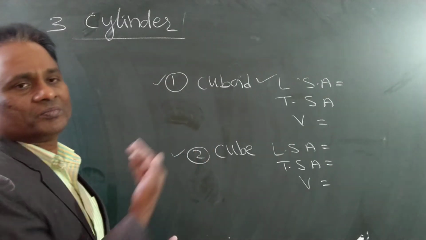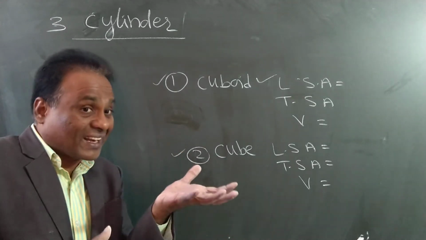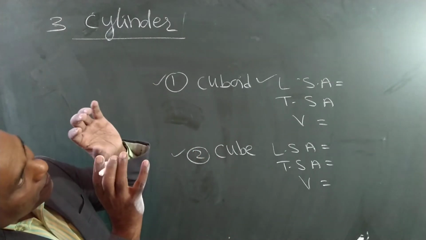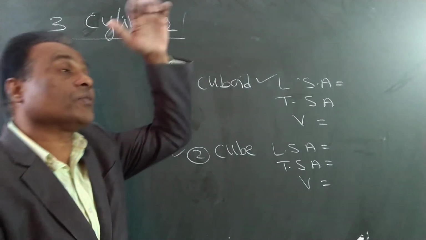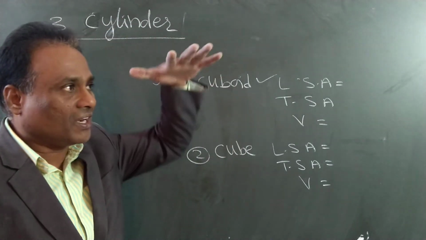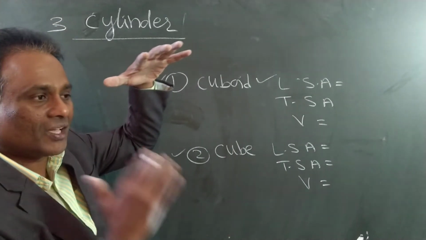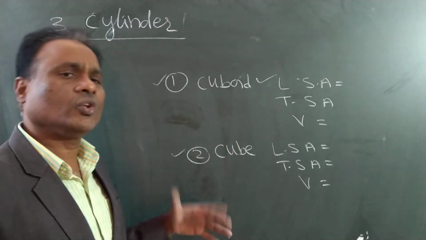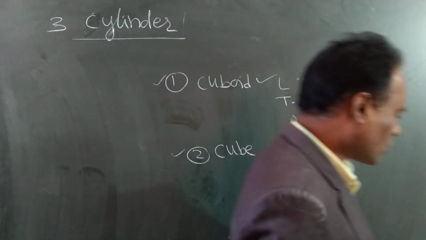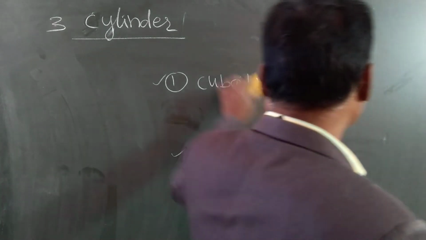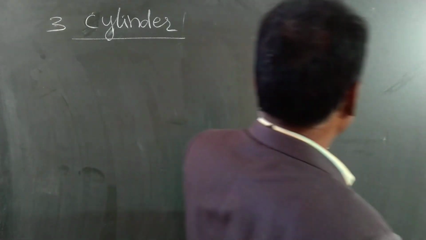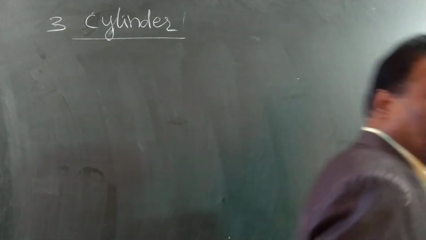Base will be in the form of a circle. If you look at the cylinder from the base, it is a circle. From the top also it will be a circle shape. Top is circle shape, base is circle shape, and it will be curved like this. So you know the cylinder shape. Now we are going to study the cylinder.